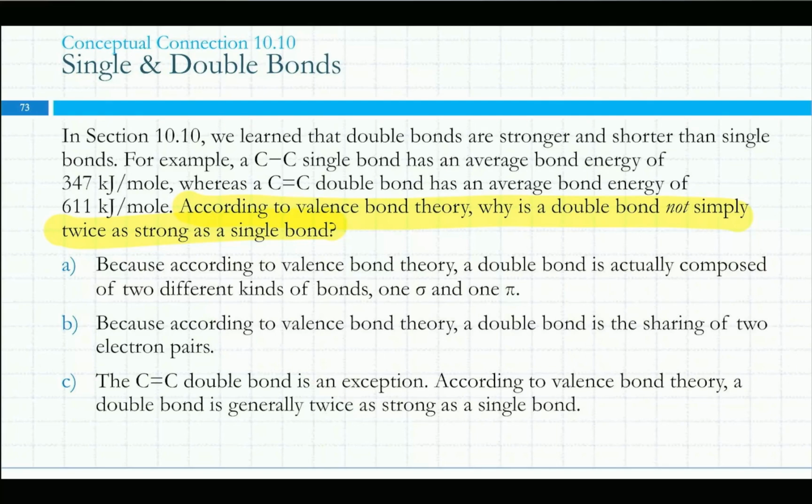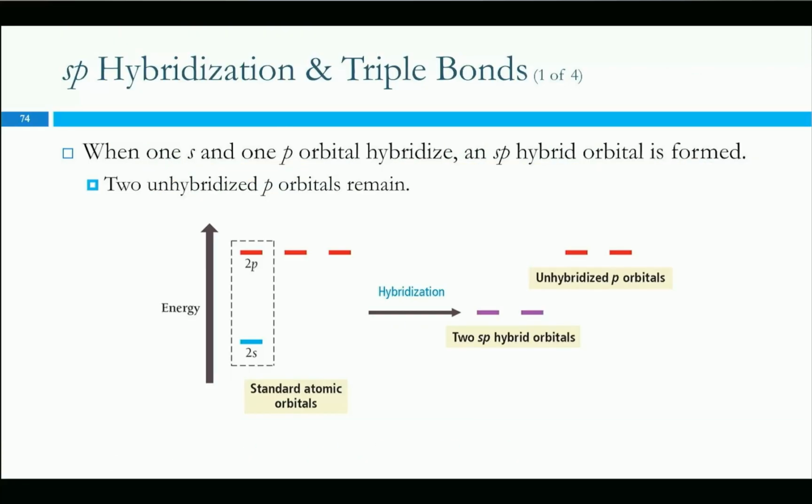A double bond can never be two sigmas. Why not? Because then they'd be occupying the same space. That makes sense. So according to valence bond theory, there are two different kinds of bonds, sigma and pi, and the pi bond is weaker than a sigma bond. Like I said, what if two pi bonds?